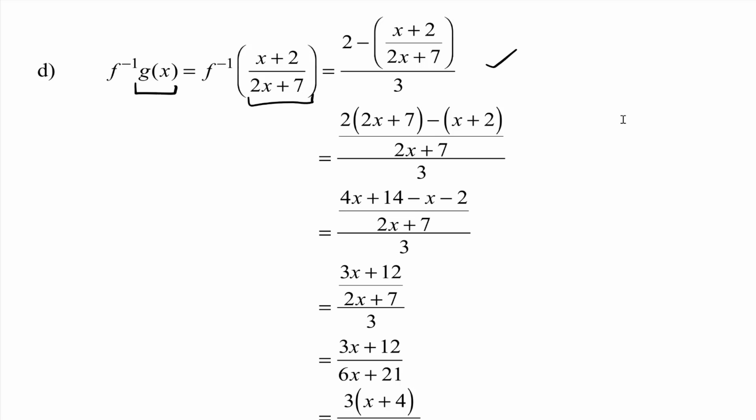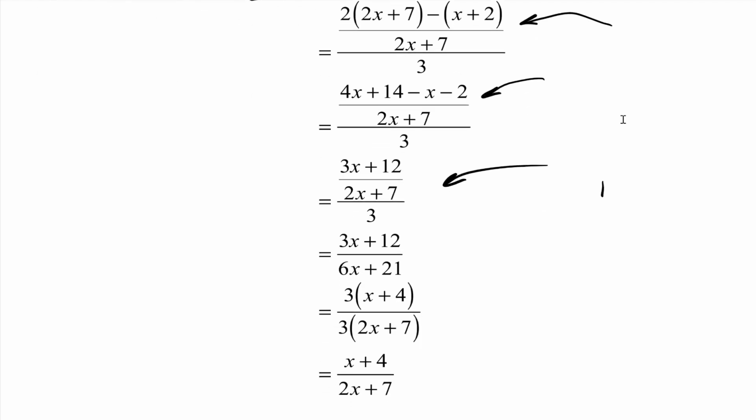Using a common denominator on the top line gives us this top line here. We then expand and simplify the top line, giving us 4x plus 14 minus x minus 2. Then we continue simplifying the top line, giving us this step here. Now if you have a fraction, so if you have a half divided by 3, that's going to be 1/6, isn't it? So if you have 1 over a, divided by b, that's just 1 divided by a times b.